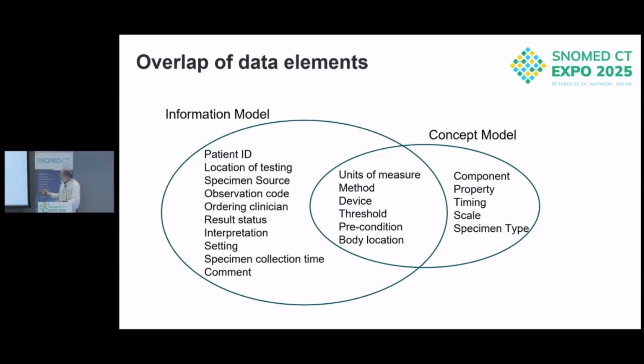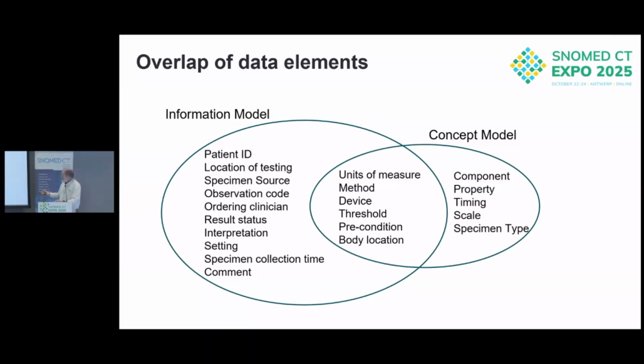And then depending on which kind of codes you're making, there are a set of things over here that are in the concept model and are always in the concept model. And so, these are the things that distinguish and are always in laboratory data. But then there are things like the units of measure, the method, the device, the thresholds, the preconditions, the body location. Those things could be here or they could be here depending on your use case.